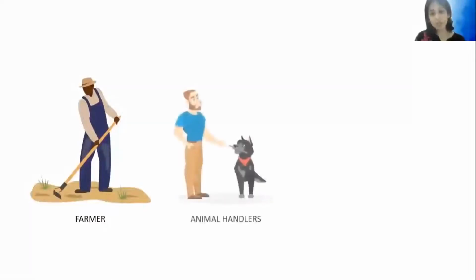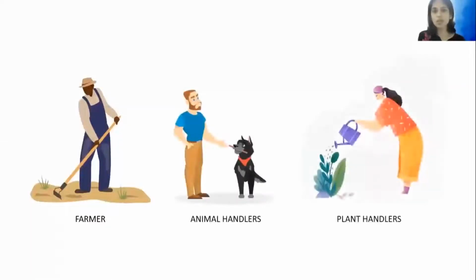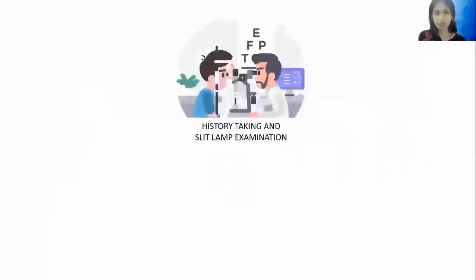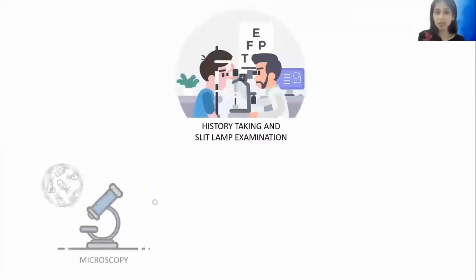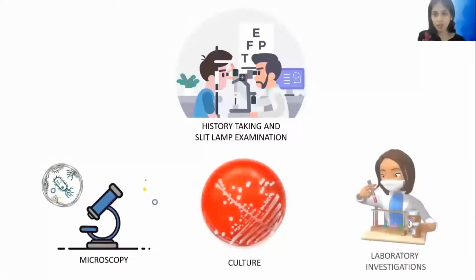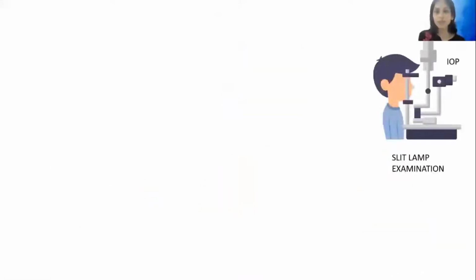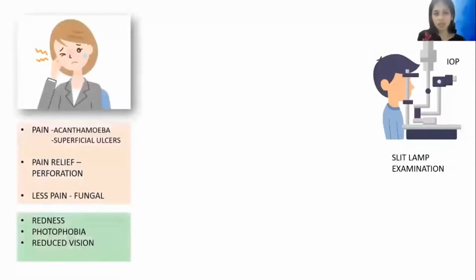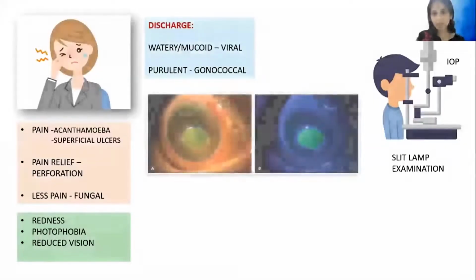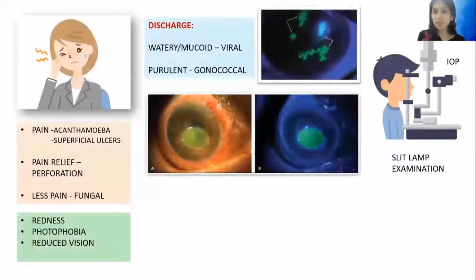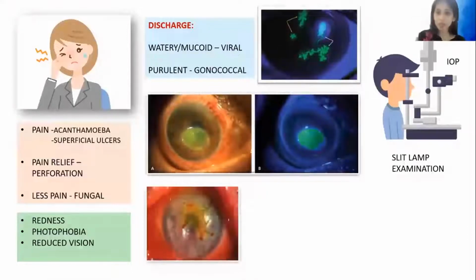So any patient that comes to you, you take a thorough history regarding history of trauma, their occupation, if there is trauma with the animal tail, or if there is trauma with the leaf or branch of a tree, and so on. After thorough history taking, you do a good slit lamp examination, and then you perform the investigations accordingly. You document all the signs and symptoms in your slit lamp examination. You do a fluorescein staining to know the size of the infiltrate, the size of the epithelial defect, and the pattern of the ulcer.